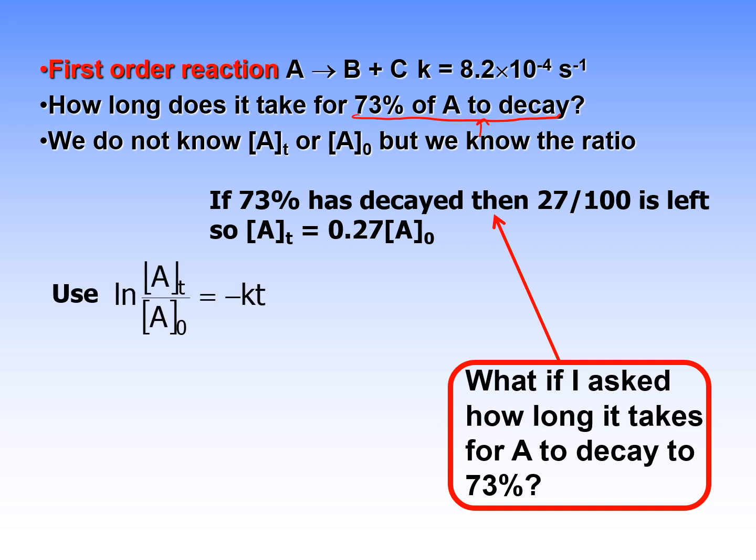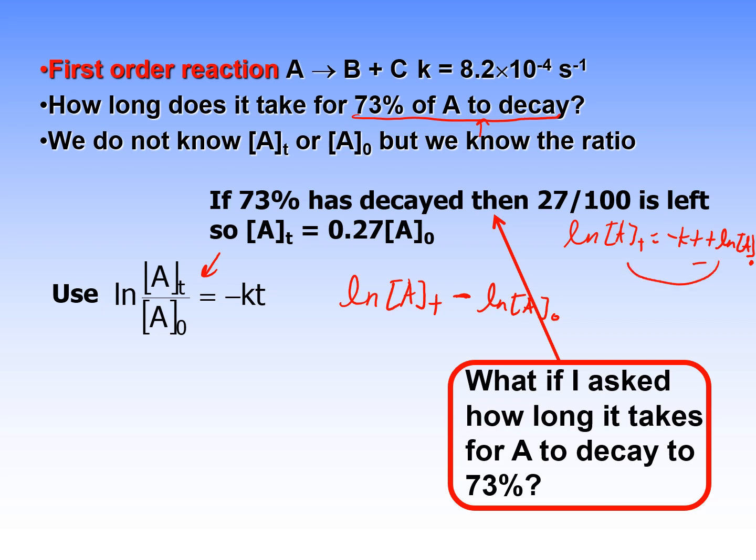So you really have to read your questions carefully. But let's continue on. So I've rearranged my equation. One of the things that you should know natural log rule-wise is this: ln A_t equals negative kt plus ln of A naught. If I subtract ln of A naught over to that side, then I get this situation on that side of the equation. This is the same thing as the natural log of A_t over A naught.